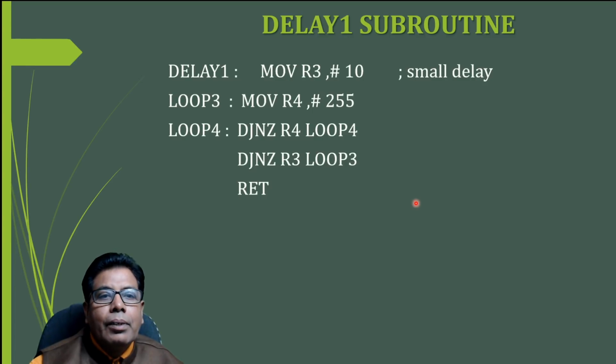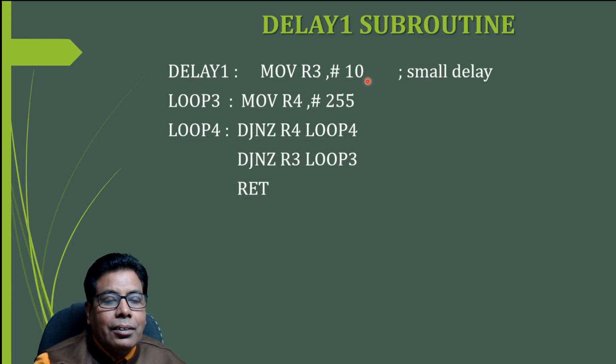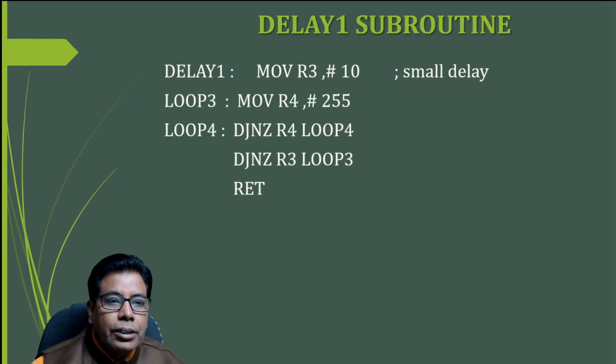Then the delay 1 subroutine. Now this is for the small delay. So that's why we have changed the value of R3 to 10. So approximately it will give us 1 millisecond delay. In this way, the same routine is there.